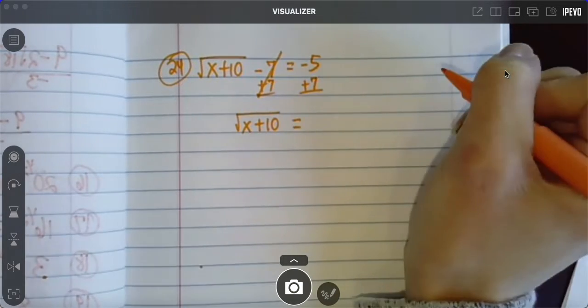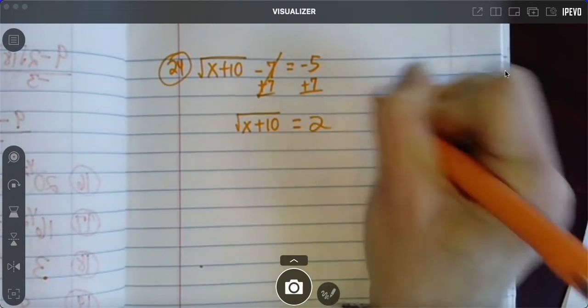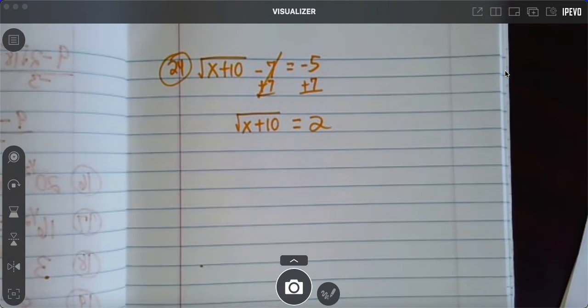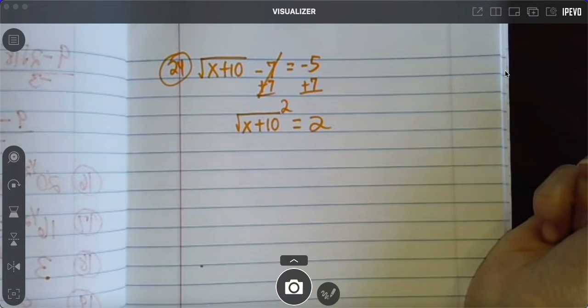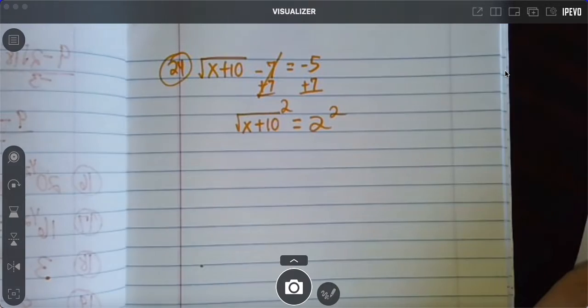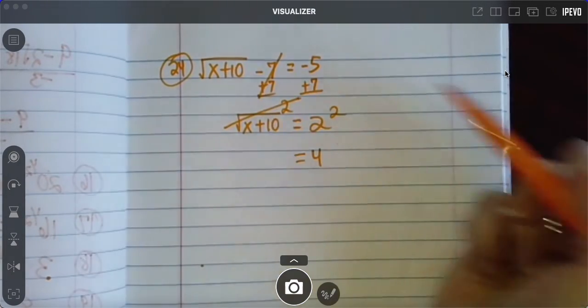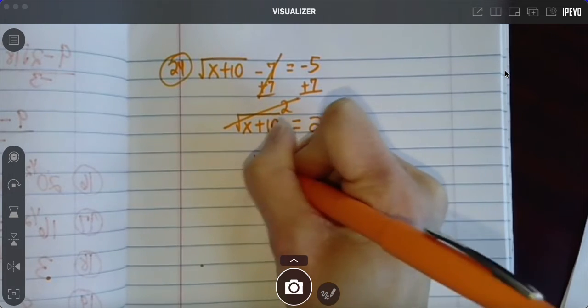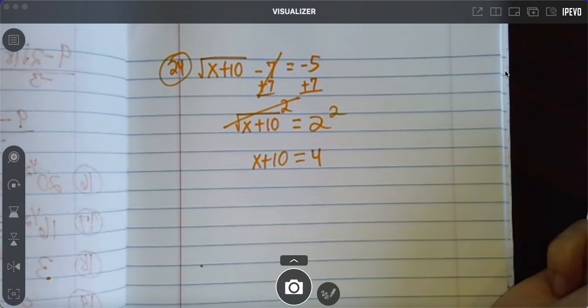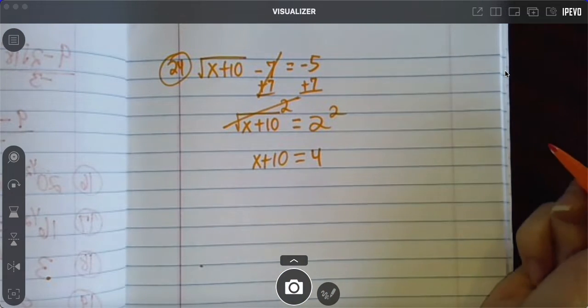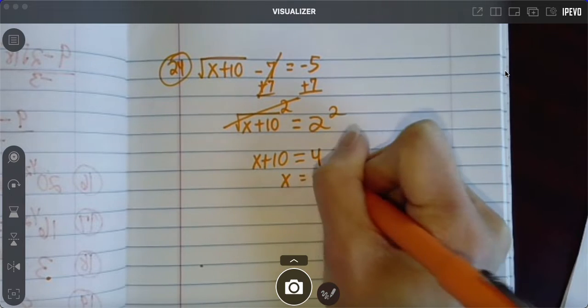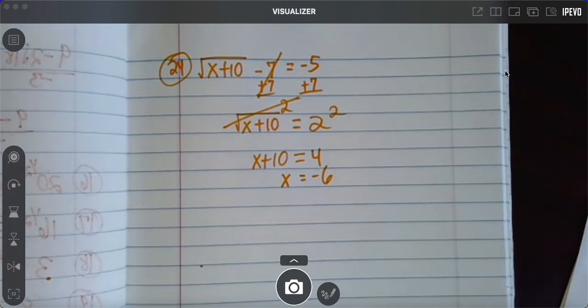Negative 5 plus 7 is 2. Now what do we do? Square root's by itself. We square this side, and we also square that side. And 2 squared is 4. And over here, we got x plus 10. When you square a square root, it cancels out. Now we subtract 10, and you get negative 6. So 24 was D.